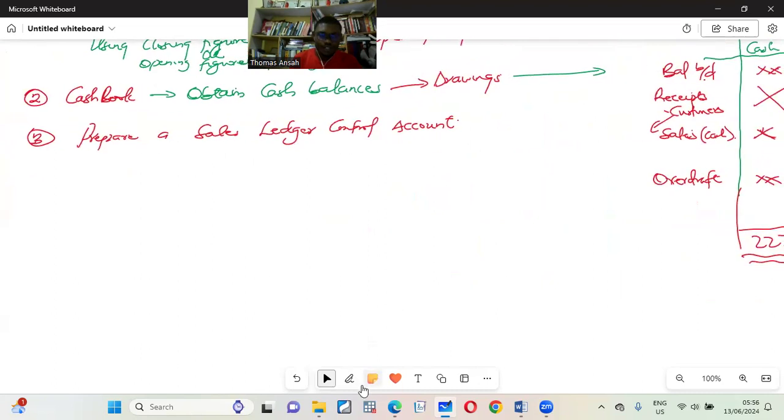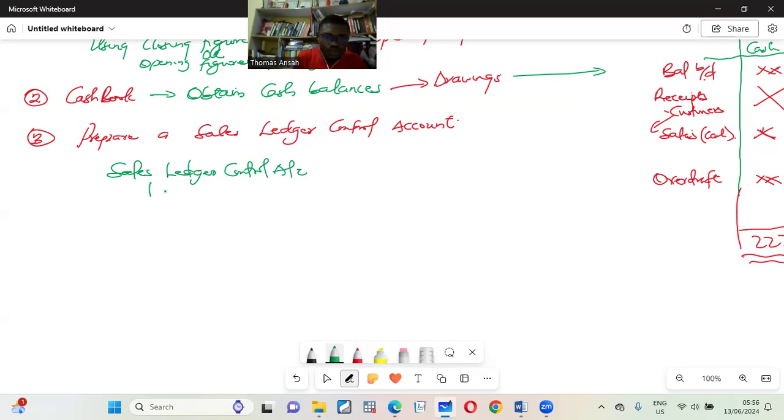Then you have a sales ledger control account. So let's see how we prepare a sales ledger control account. A sales ledger control account is also called debtors account. So it's for debtors.